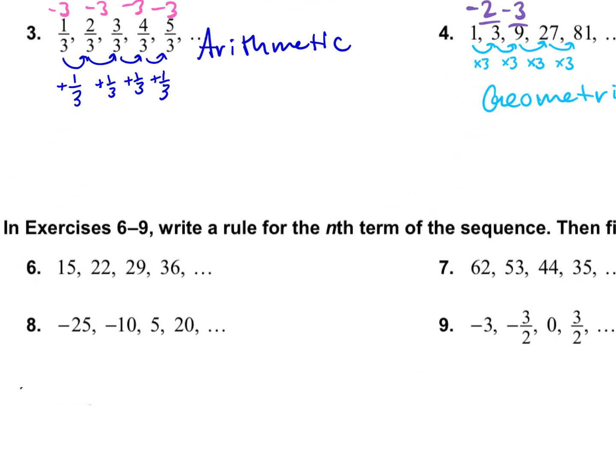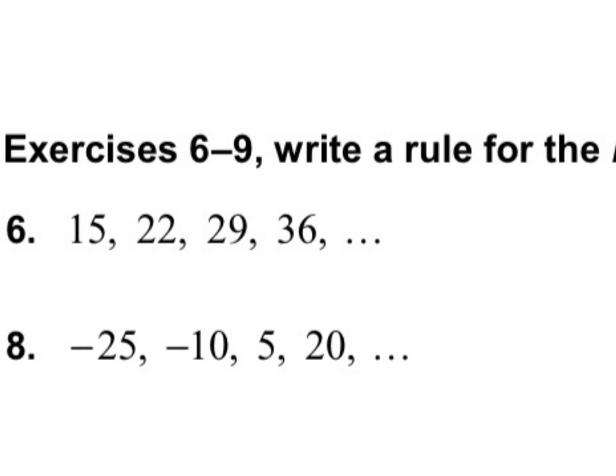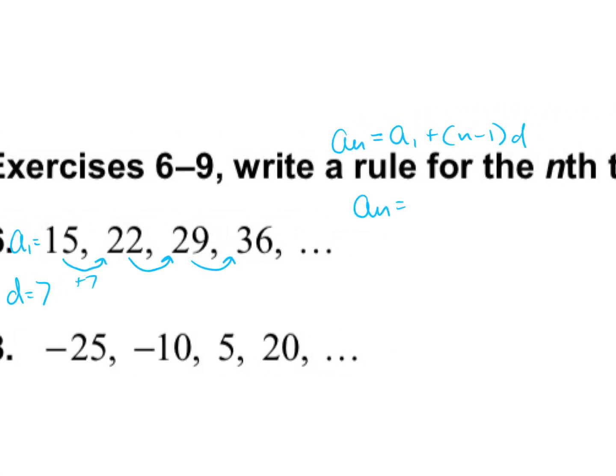Okay, for the next part, we have to write a rule for the nth term of the sequence, then find a sub 20. So we need to use our formula to write the rule. A sub n is equal to a sub 1 plus n minus 1 times d. So a sub 1 is our first term. What is our first term for number 6? 15. So a sub 1 is 15. D is our common difference. What am I adding to get from one number to the next? I'm adding 7. So 7 would be my common difference. So let's plug those in for our rule. A sub n is equal to 15 plus n minus 1 times 7.